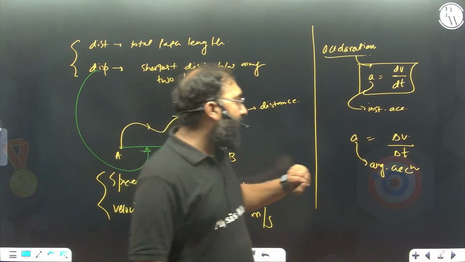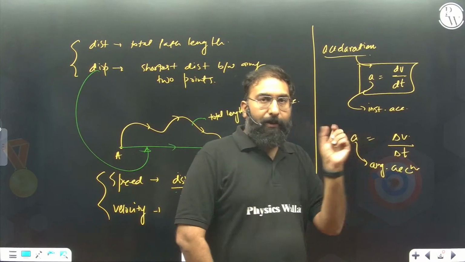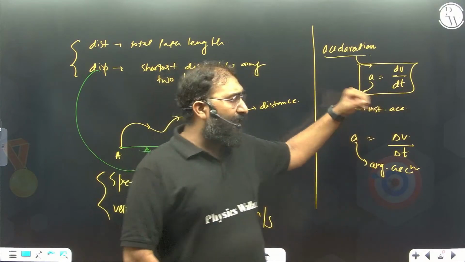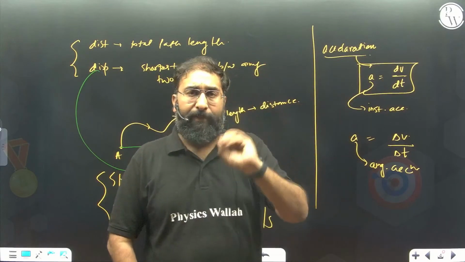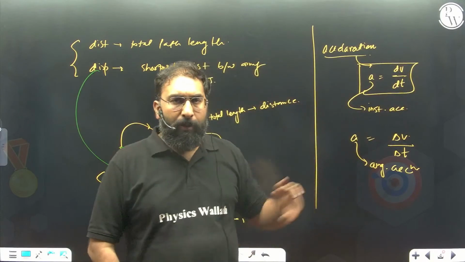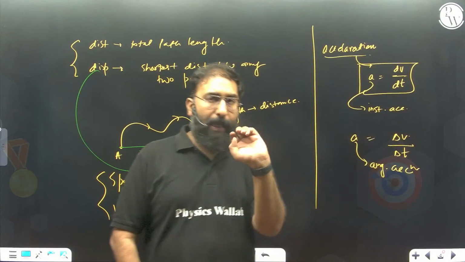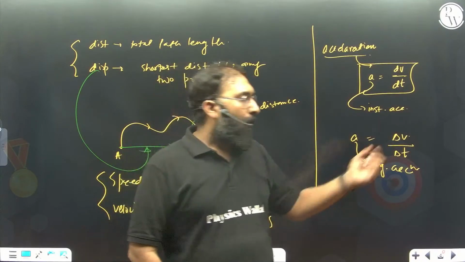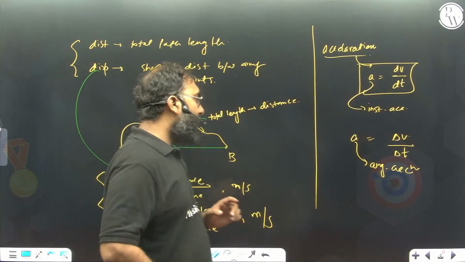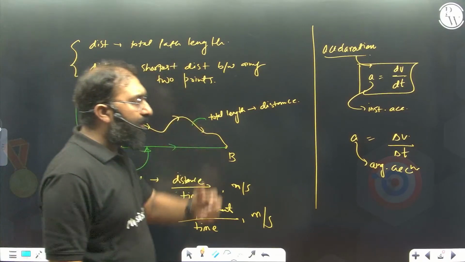The only difference is that when I'm writing average acceleration, this change in time is comparatively larger, and when I'm writing instantaneous acceleration, then this has to be an instant of time. So this dt has to be very, very small. It means the delta t value is approximately tending to 0. So when this is very small, then it represents the instantaneous acceleration. So we have discussed distance, displacement, speed, velocity and acceleration.